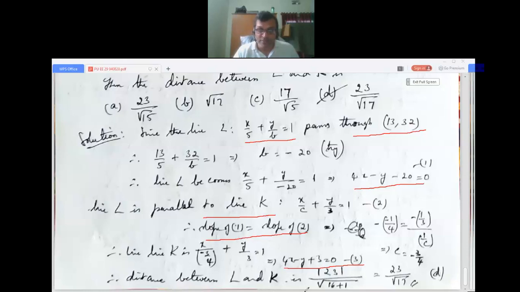For the distance, there is a formula, and you should know it. The distance between the two parallel lines ax plus by plus C1 equals 0 and ax plus by plus C2 equals 0 is the absolute value of C1 minus C2 divided by the square root of a squared plus b squared. It should be the same ax plus by because for parallel lines the coefficients of x and y are the same. So minus 20 minus 3 is minus 23, but the absolute value is 23, divided by the square root of 16 plus 1. So 23 by root 17. So the option is D.